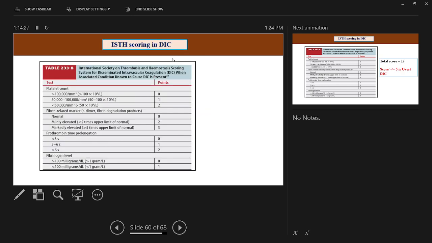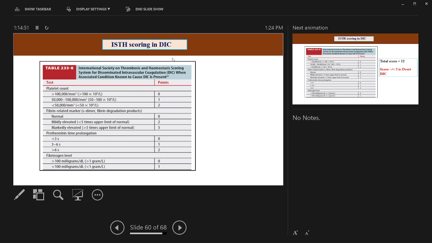This is the scoring that is given in DIC. It is the International Society on Thrombosis and Hemostasis scoring, which is used in patients of DIC when an underlying precipitant is known. So it has 4 markers, starting with the platelets. The first marker is the platelet count. A platelet count of more than 1 lakh is given a score of 0, 50,000 to 1 lakh is given a score of 1, and less than 50,000 is given a score of 2.